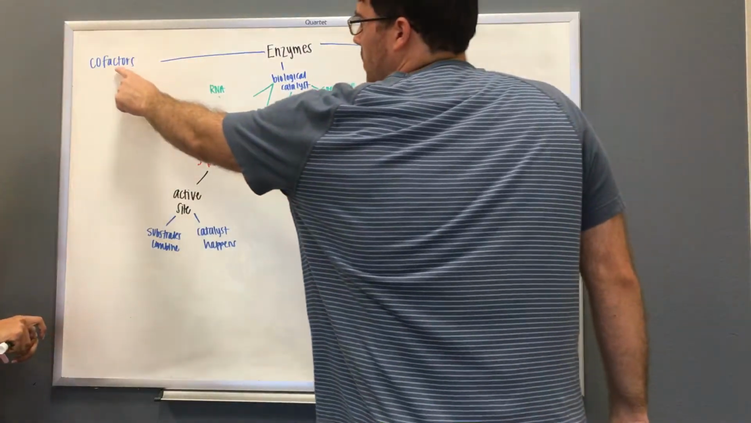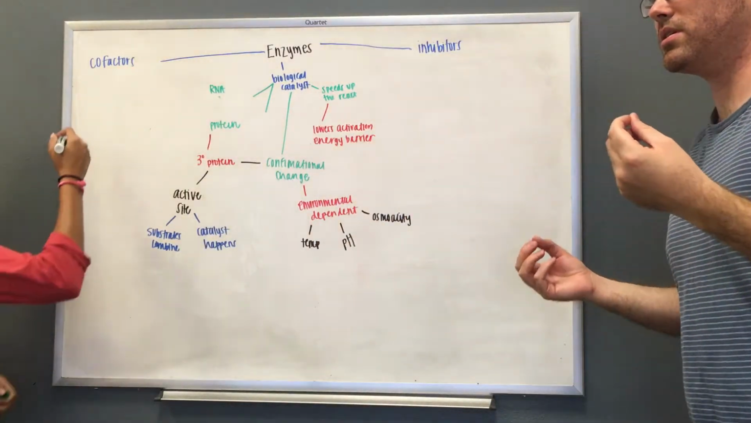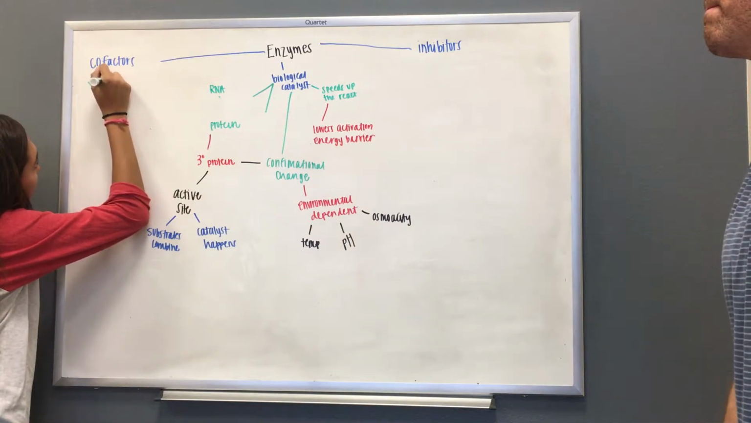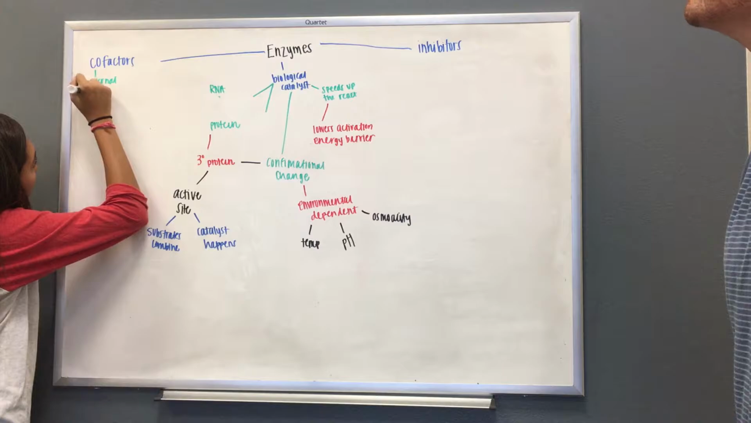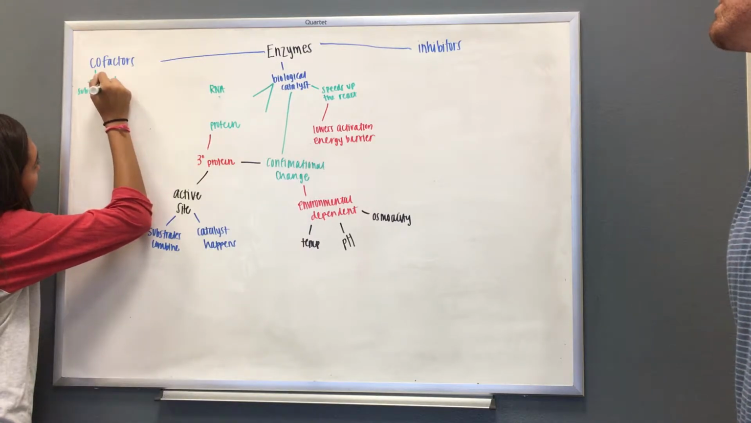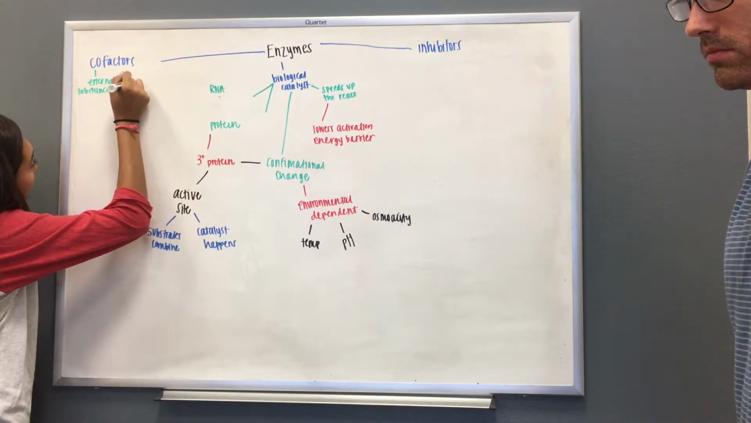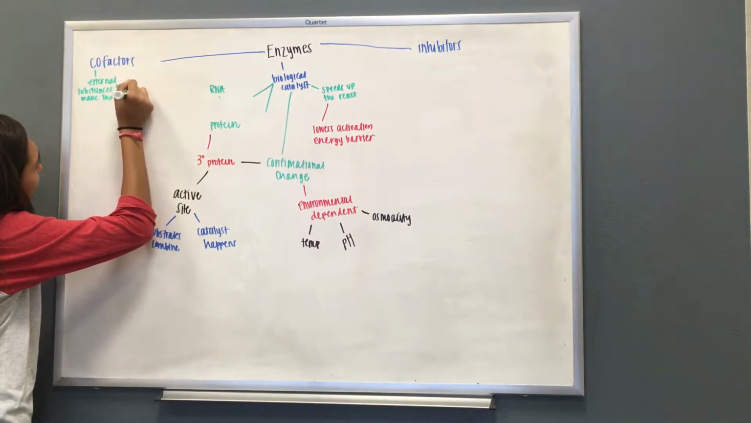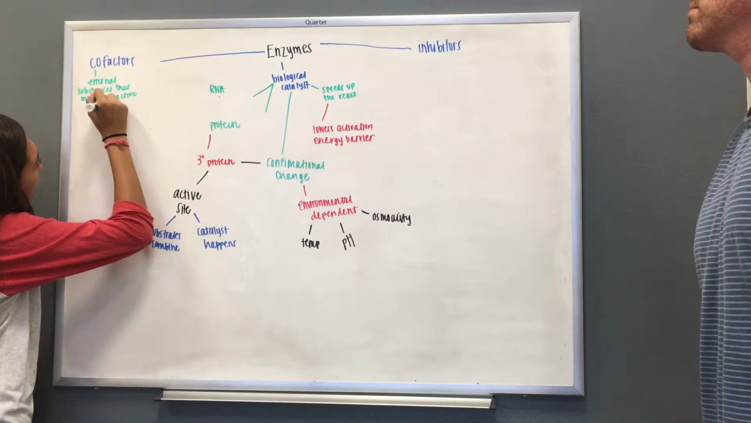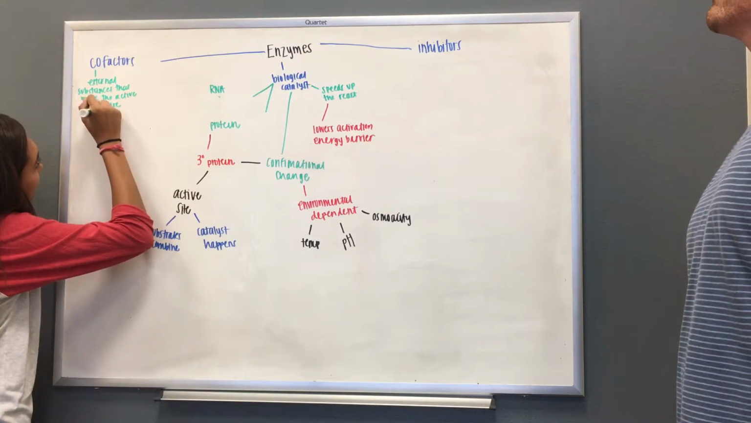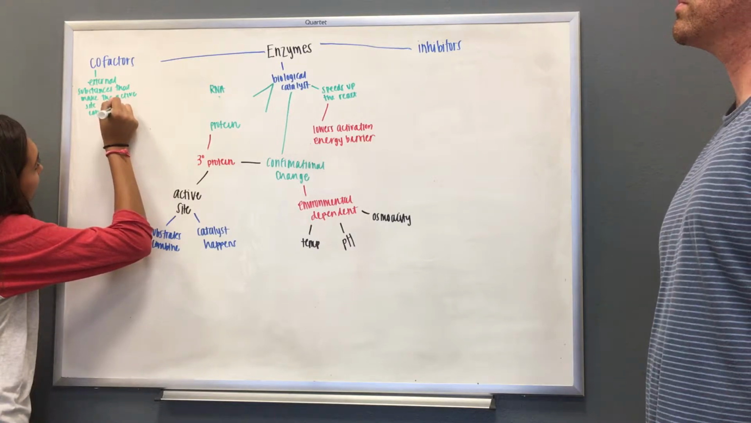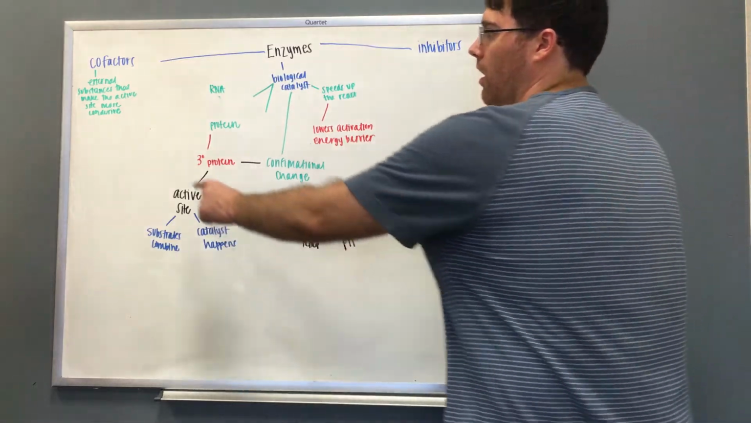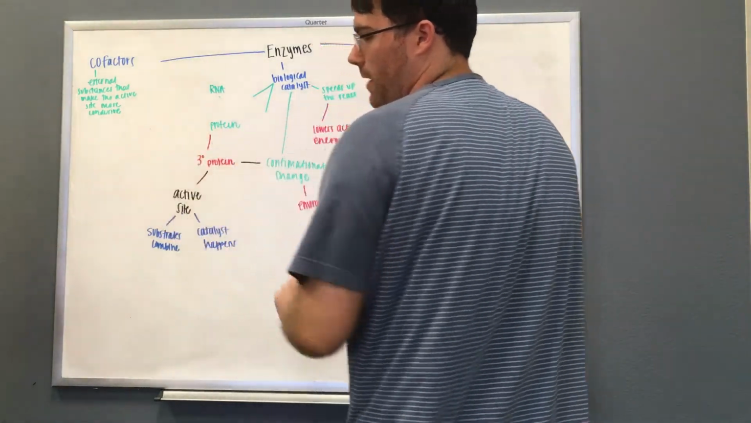So cofactors, we would say, are external substances that make the active site more conducive. The two types of cofactors that we can have are metals and then organic compounds.